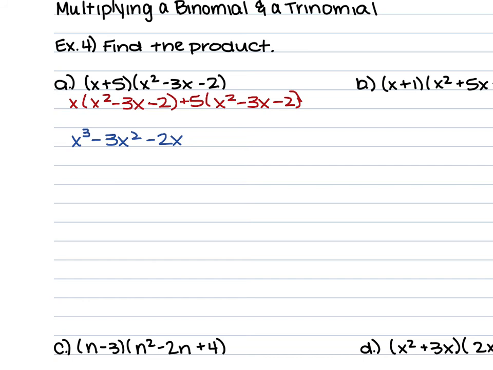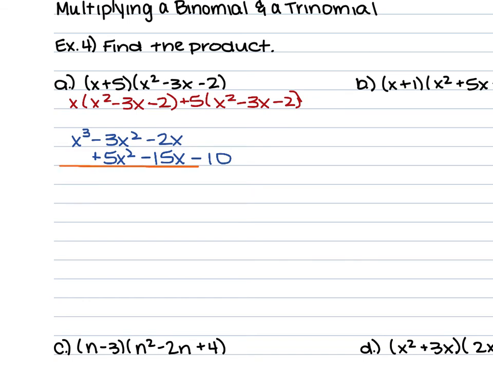Then we have the 5 times the x squared minus 3x minus 2. 5 times x squared is 5x squared. I'm going to put it underneath the negative 3x squared since they're like terms. 5 times negative 3x is negative 15x. And 5 times negative 2 is negative 10.